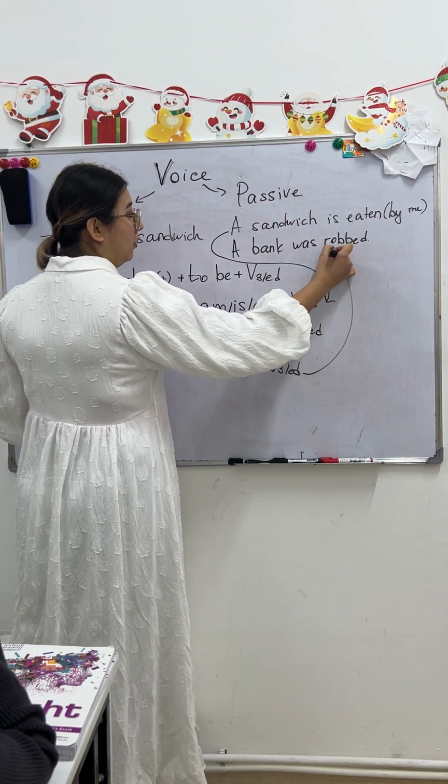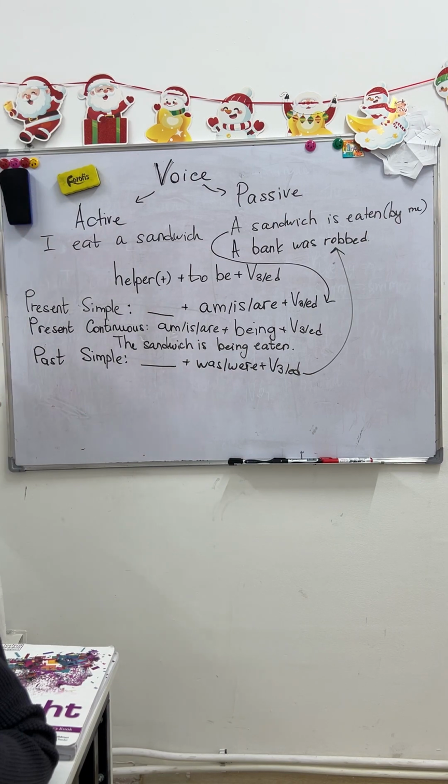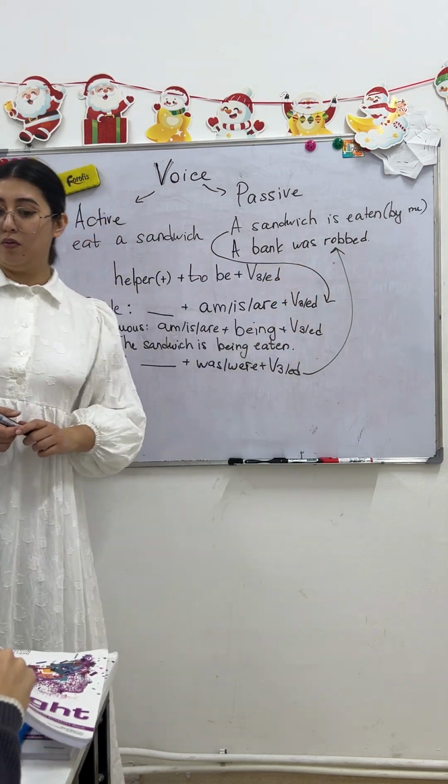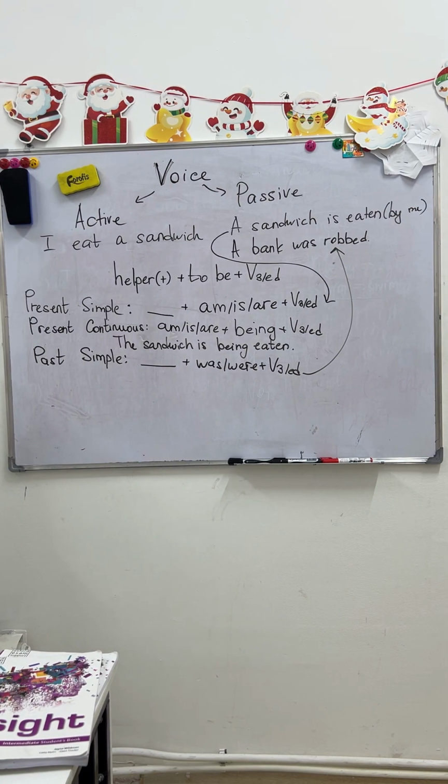A bank was robbed. Here is your was, and here is your verb in the third form or with ed. Is it clear?